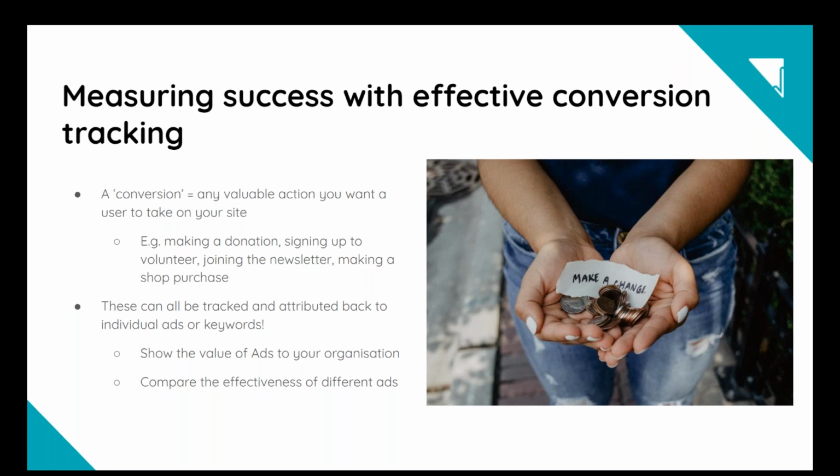It's great for showing real, tangible value to your organization of running these ads. It makes a much more compelling case to say our ads led to 50 newsletter signups than to just say our ads were clicked on 500 times. And it also helps to show which ads are the most effective across your campaigns. So if 2 ads have received the same number of clicks and one has led to 25 conversions whilst the other has only led to 5, that's a clear indicator that the first one is working better and should be your priority.